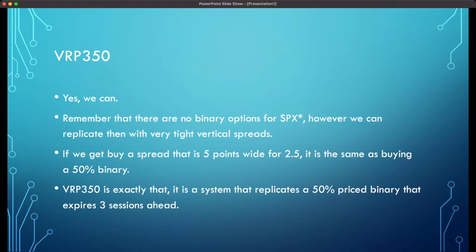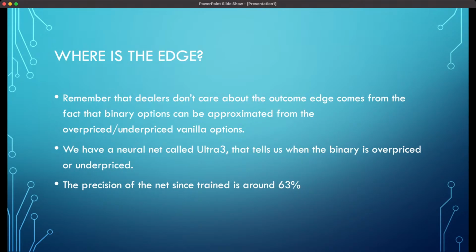So I asked the question: if you build a system, why will the system work? If I do this, how do I get the edge? Where is the edge coming from? The edge comes from 2 sides. One is, remember that dealers really don't care about anything. They don't care if the market goes up or down. Notice that this replicated binary option is basically a price constructed from vanilla options, the options that they price.